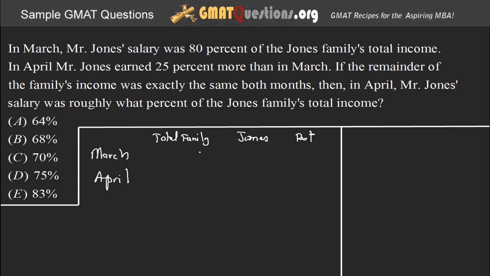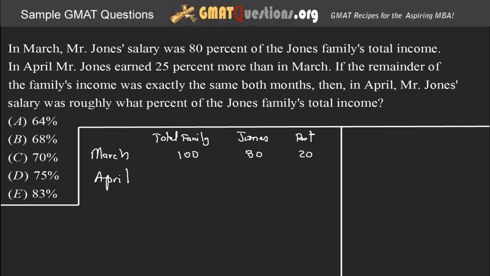So all you have to do is say that in March, the total family income is 100. You pick the number 100 because we are dealing here with a percentage. 100 is an excellent number to deal with. Not always, but in general, yes. So, Jones is 80% of that. 80% of 100 is 80. And the rest is obviously 20.